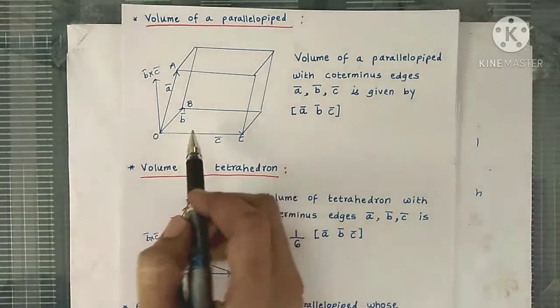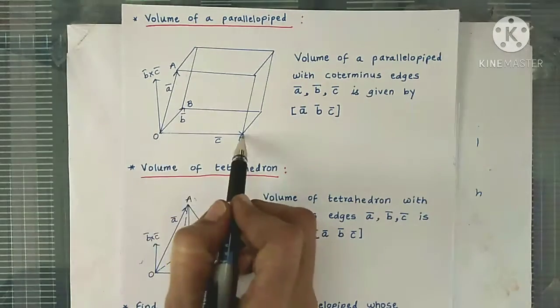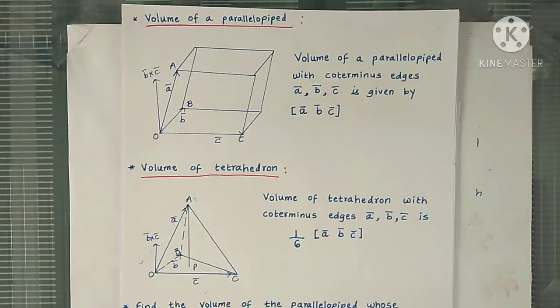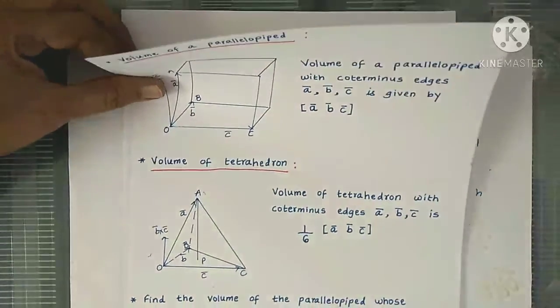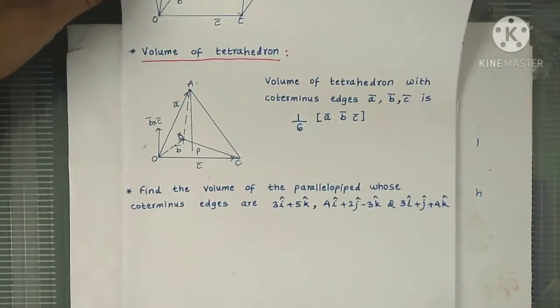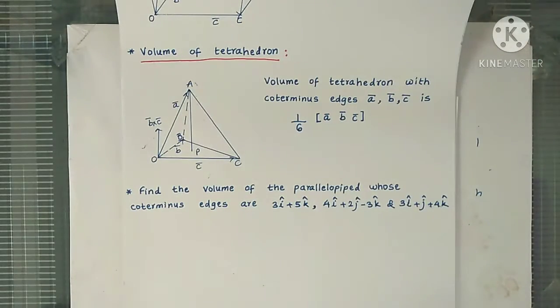So here a parallelepiped is drawn with OA, OB and OC as coterminous edges. We have to remember that if coterminous edges are given, then volume is the scalar triple product [a bar, b bar, c bar]. Similarly, the second application is volume of a tetrahedron. I think it is a corollary of the first application. The proof is similar, but again the proof is omitted, and we are going to solve the examples.